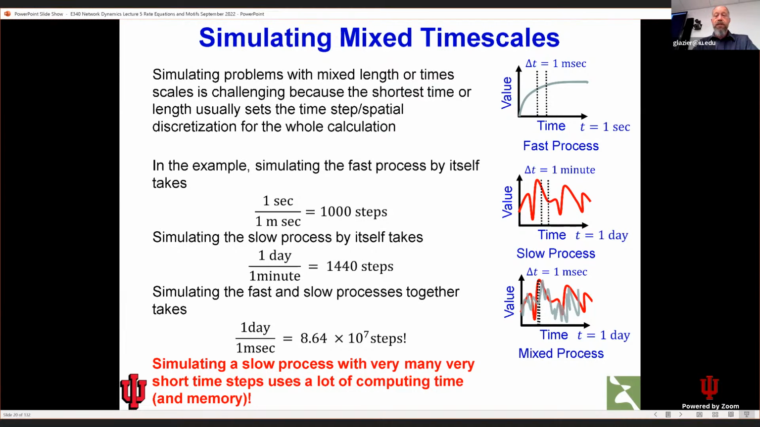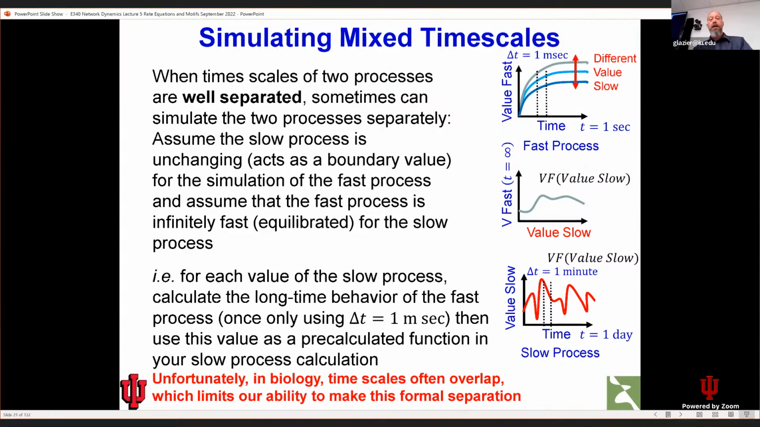If there's a formal separation of timescales, with just two steps, there's this separation of timescales method that people use. And again, you assume that the slow process is unchanging, acts as a boundary species, and you solve the fast process. And then you assume that the fast process is equilibrated, and then solve the slow process. And in situations like action potentials for neurons, that works really well.